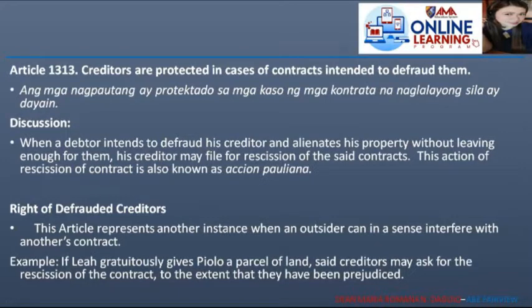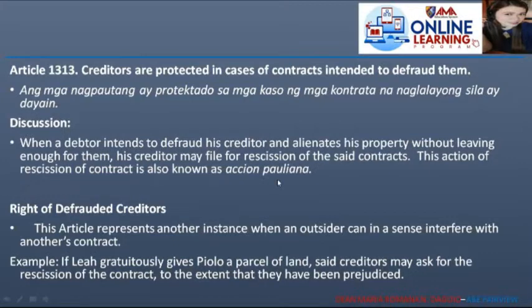Sino ang magpapa-rescind class? Si creditor. So, magpa-file siya ng rescission sa korte and si korte ang mag-decide on that. So, this action of rescission of contract is also known as action Pauliana.